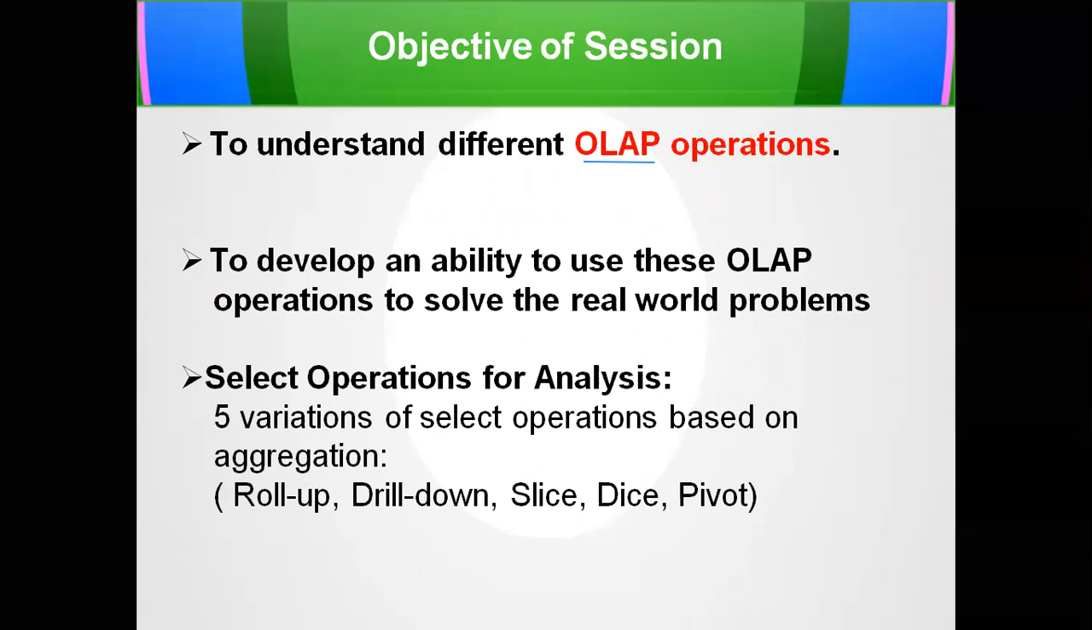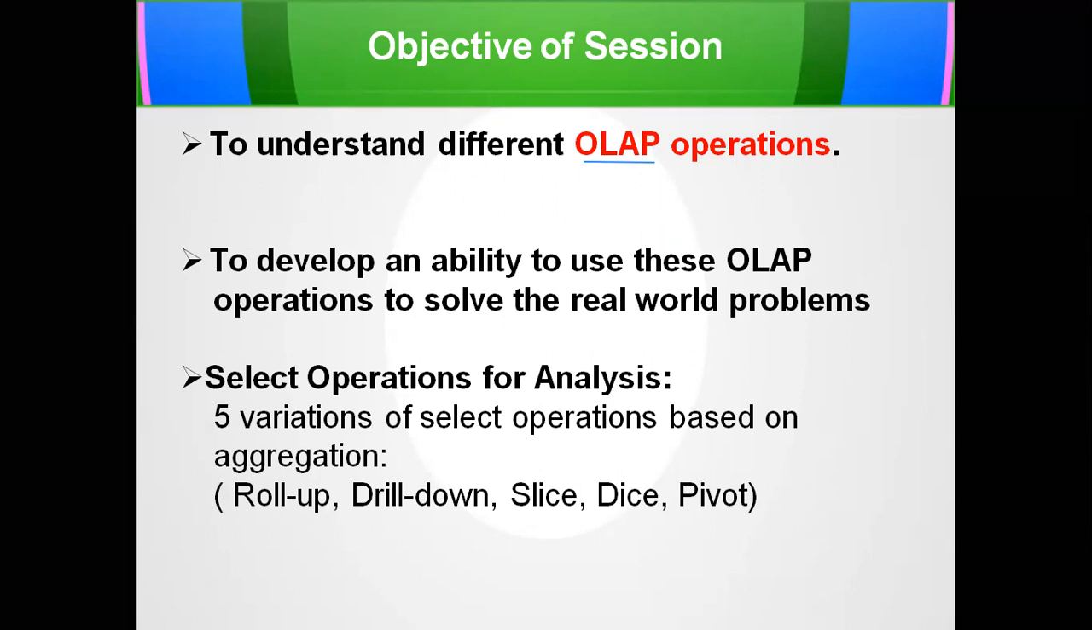So what are these OLAP operations? In the DBMS subject we have learned different operations that we can perform on DBMS data, and these operations are insert, update, delete, and select. But here we never perform any insert, update, or delete operation, because we use this past historical data for the analysis. So the only operation that we require to perform on the data warehouse database is the select operation.